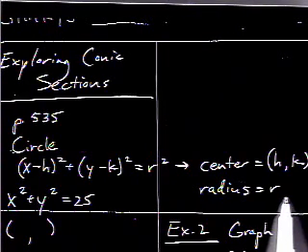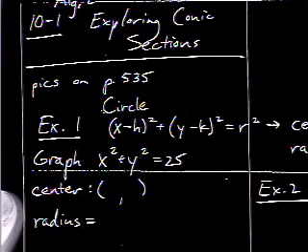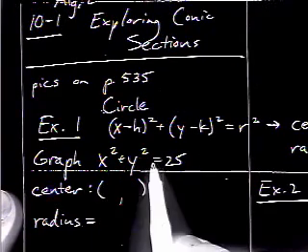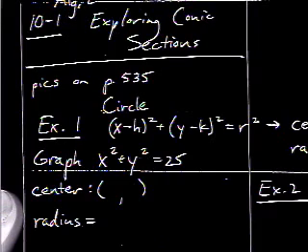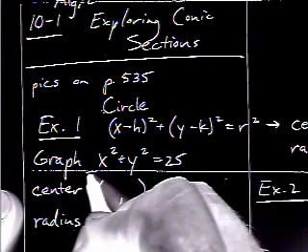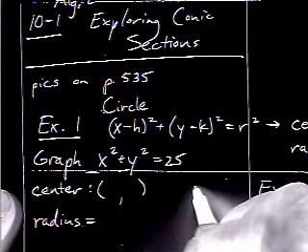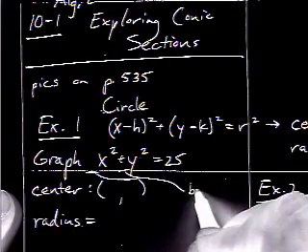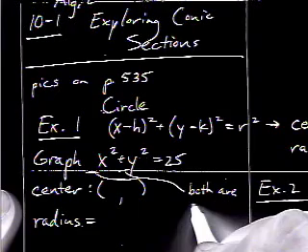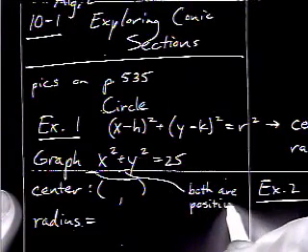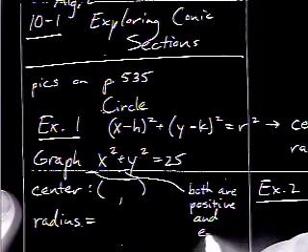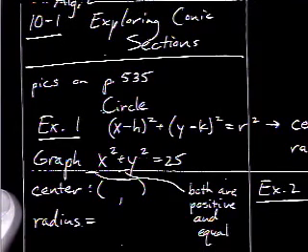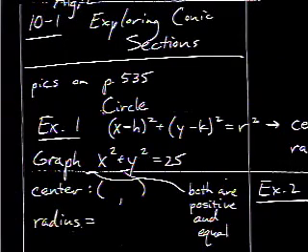So here's a pretty simple example that we're going to do, example one. It says graph the circle x squared plus y squared equals 25. I want you to notice something about the coefficients. Both are positive coefficients and equal. That's how you know if something's a circle. The coefficients of the squared terms are positive and equal.